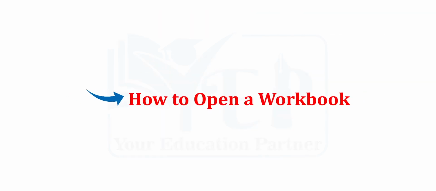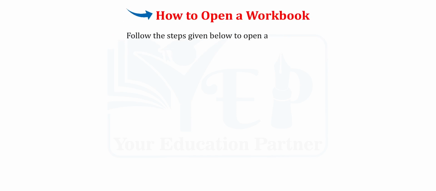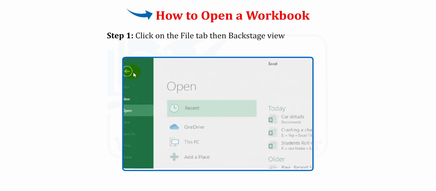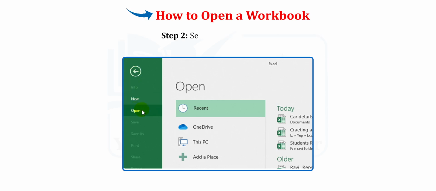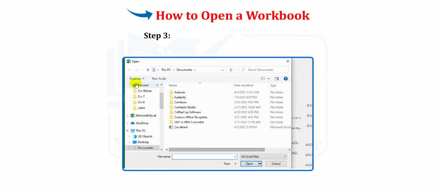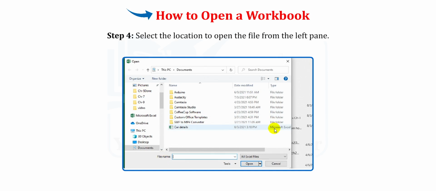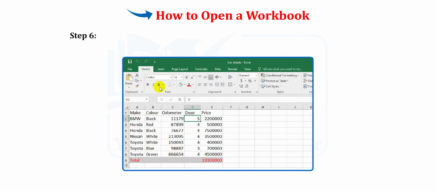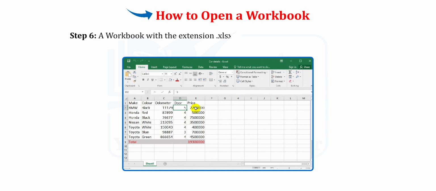How to open a workbook? Follow the steps given below to open a workbook. Step 1. Click on the File tab, then Backstage view will appear. Step 2. Select the Open option. Then click on Browse. Step 3. The Open dialog box will appear. Step 4. Select the location to open the file from the left pane. Step 5. Select or enter the file name and click the Open button. Step 6. A workbook with the extension .xlsx will be opened with the given name.